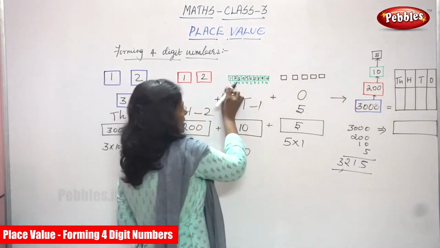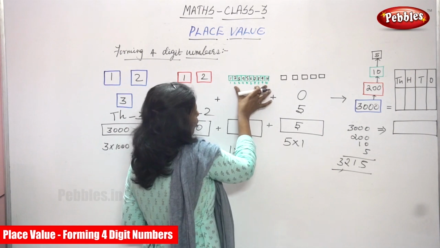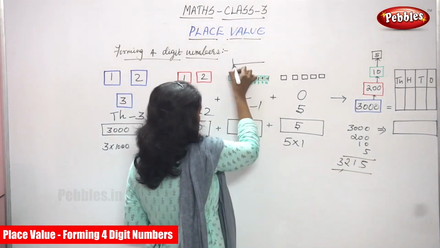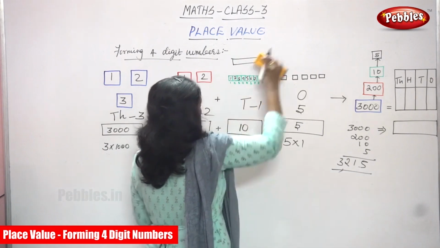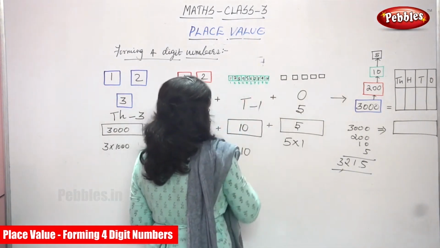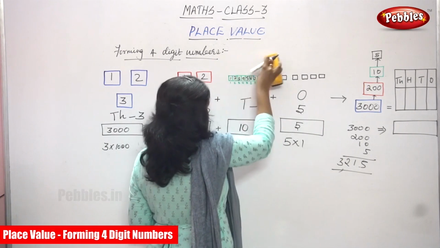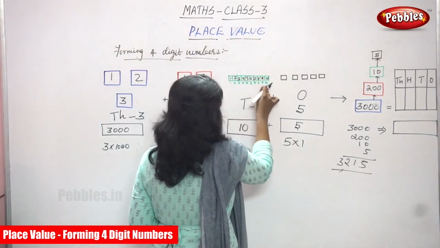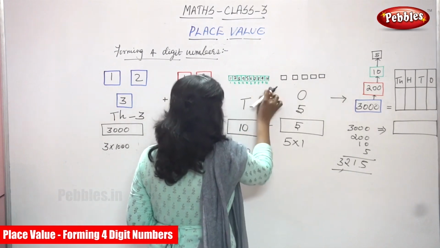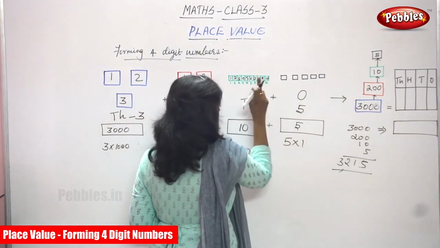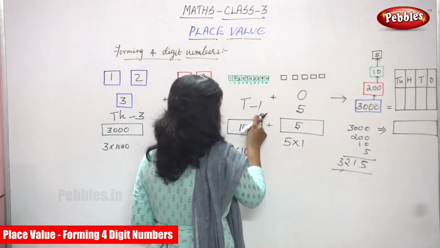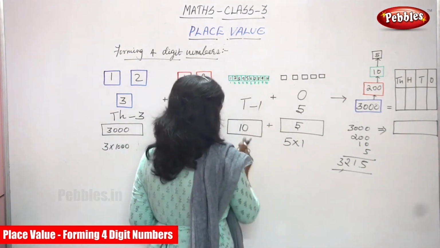How many tens? This complete rectangle box is a full rectangle, one single box. It's cut into 10 parts: 1, 2, 3, 4, 5, 6, 7, 8, 9 and 10. So completely, how many tens? It's only 1 ten. That is what I've written, 10. So 1 into 10 you can get 10.